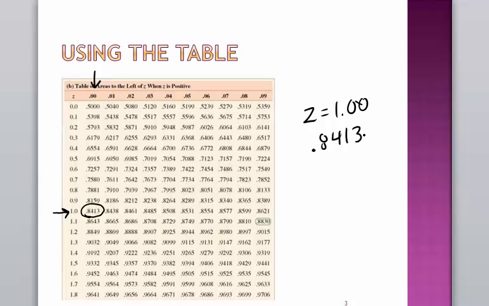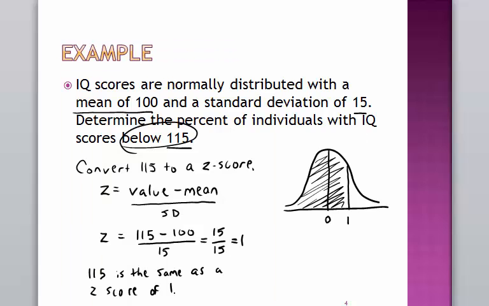So let's return to our problem. 0.8413 is the area. And let's remind ourselves that when we look up a z-score in our table, we are finding the area to the left of the number that we looked up, which is perfect because that's exactly what we need here. We need the area from the 1 all the way back to the left, which we know is 0.8413.